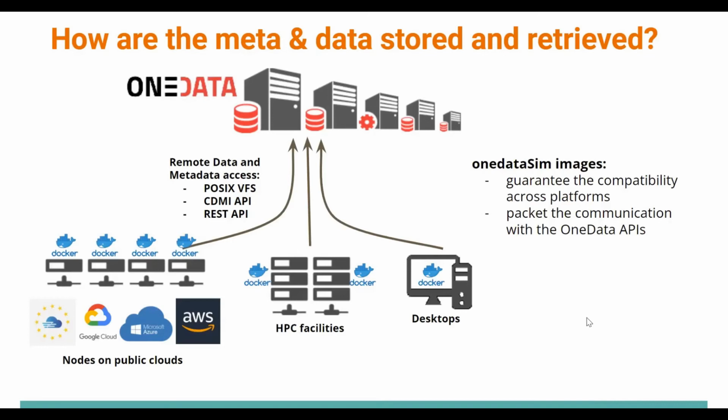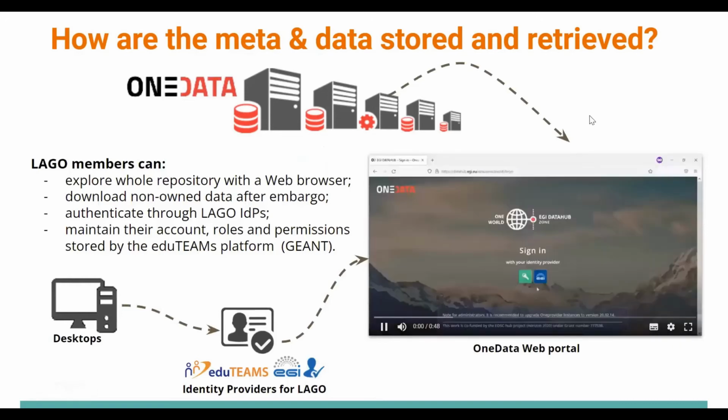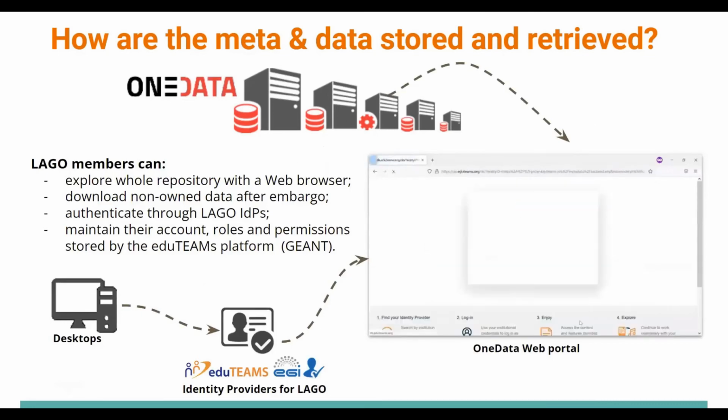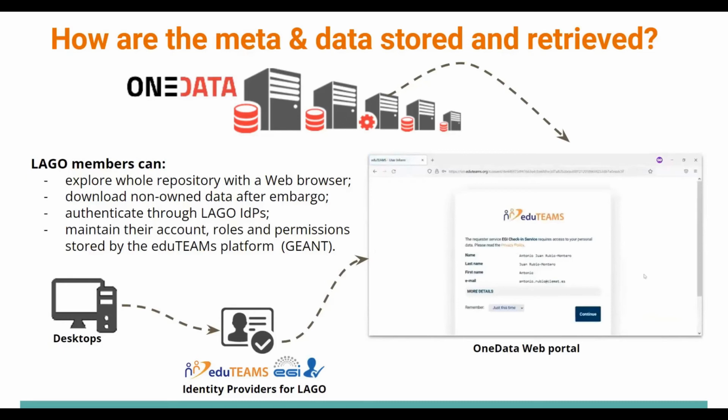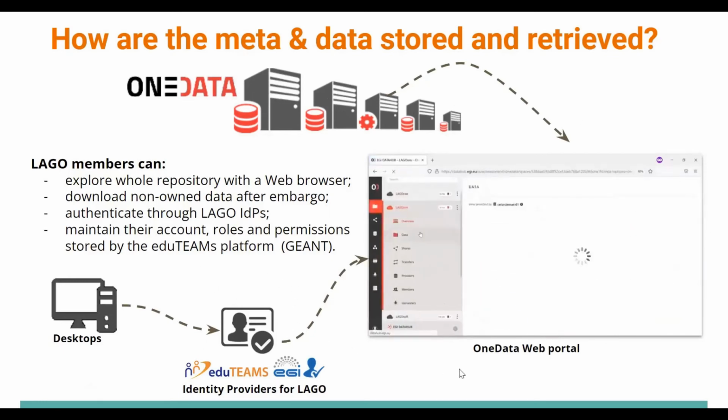On the other hand, we require compatibility with the maximum number of platforms. Every collaborator counts on different resources. For this reason, the management of data and metadata with these protocols is encapsulated in a Docker image that is called OneData Sim. Of course, scientists can use the previous protocols to explore the data, but a web portal is also available for that. Obviously, only the members of LAGO can log in, and they should be authenticated through the LAGO identity provider.